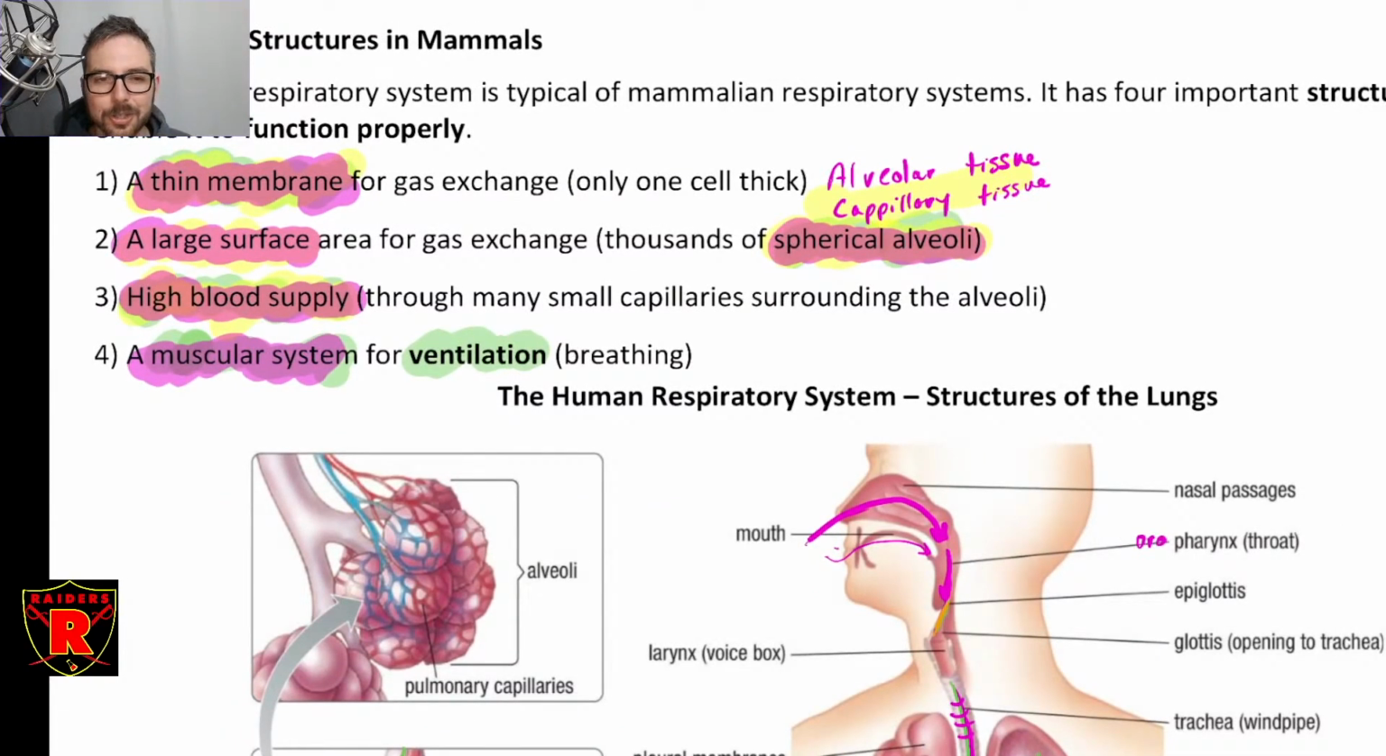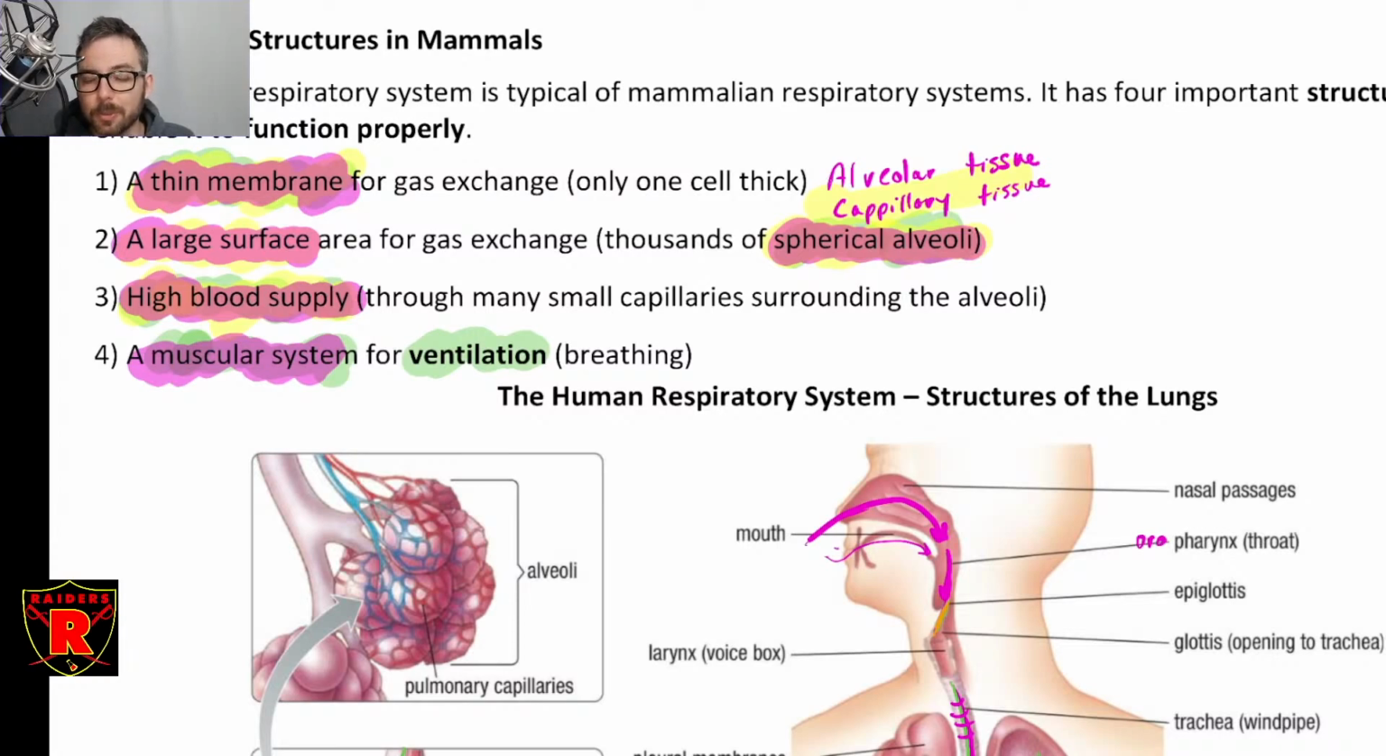First of all, you need a thin membrane for gas exchange. So you have to make sure that at that interface where you go from the environment, which would be in the alveoli, to the blood, that has to be a very, very thin barrier. And the reason it has to be so thin is to allow diffusion to occur. If you have a really thick barrier, it's going to prevent those two gases from moving across the barrier. Basically, there's just too much stuff in the way. So you have to have a very thin membrane.